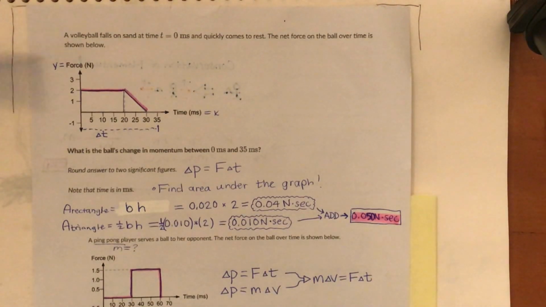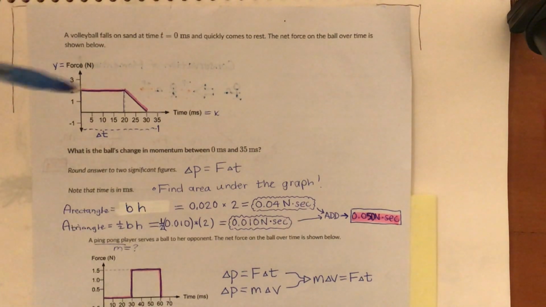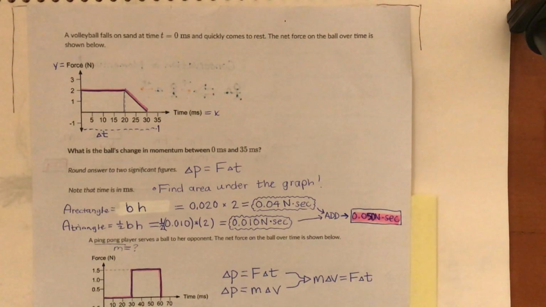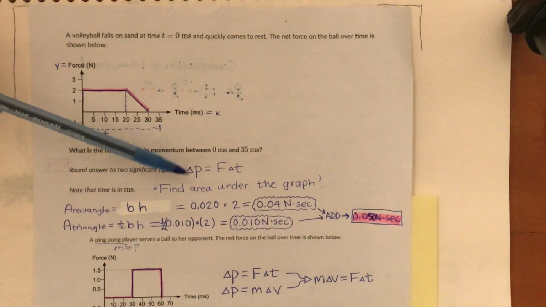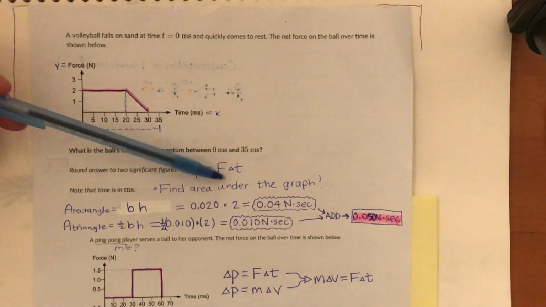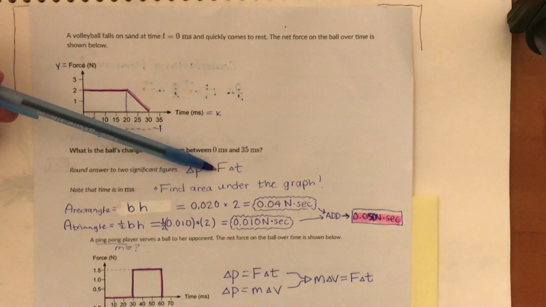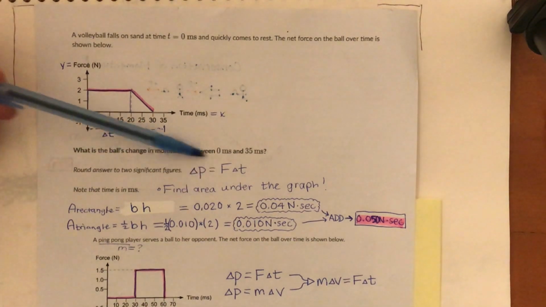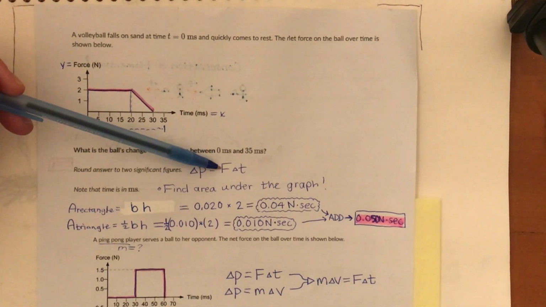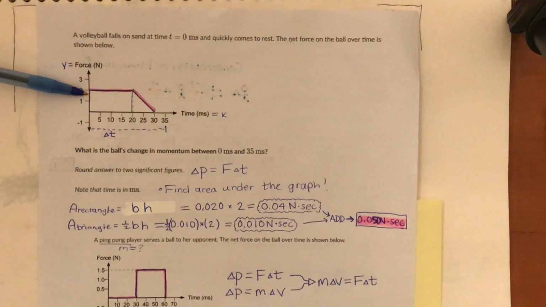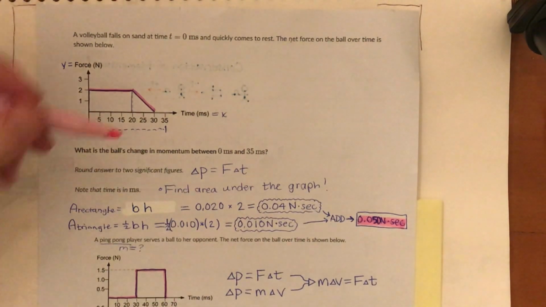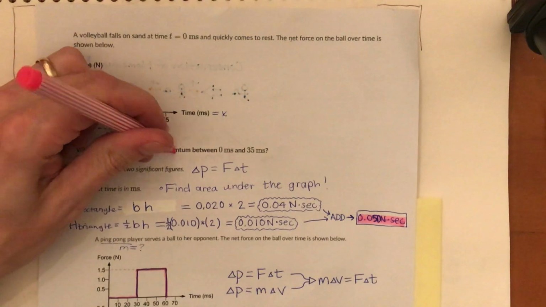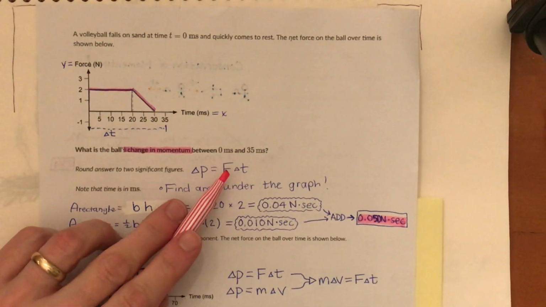Let's think about basic momentum equations we have. We have 2 basic momentum equations. Momentum is equal to mass times velocity, and we also have the impulse equation. An impulse is a change in momentum, and it's equal to force applied to an object times the amount of time that force is applied. This equation works really well when the force is constant, but here the force is not constant. So how are we going to find the change in momentum if we don't have a consistent force?